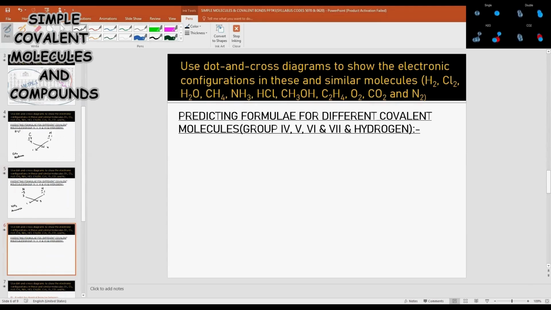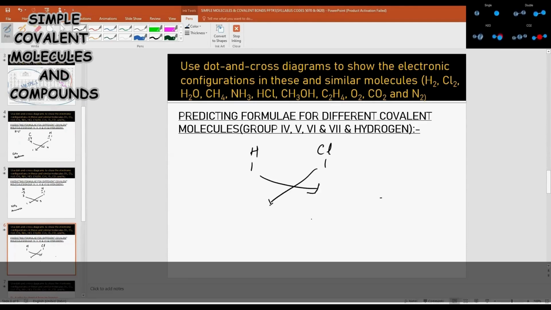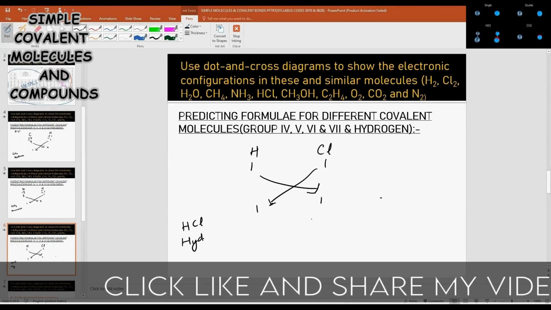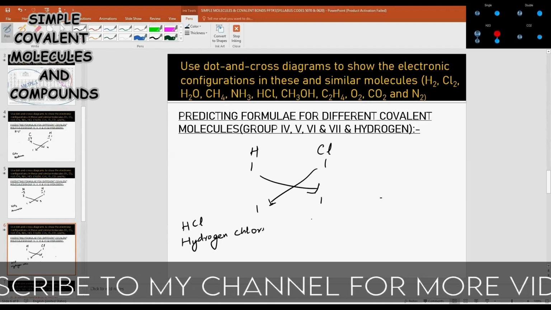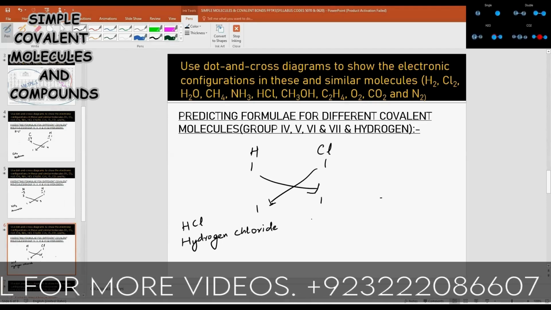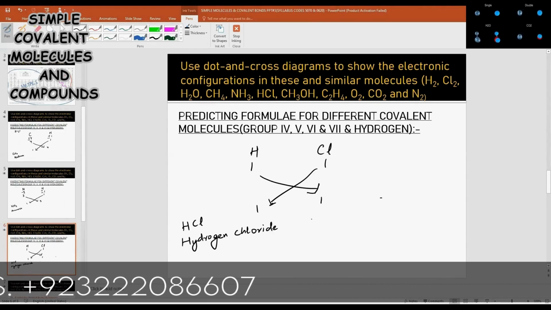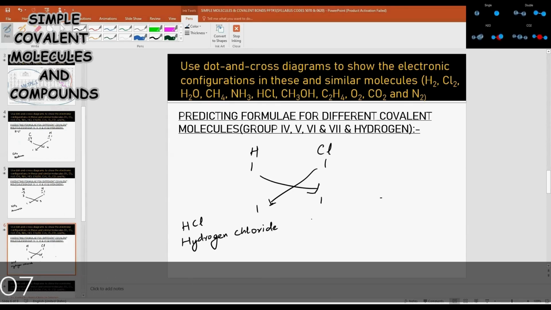Now predict the formula between group 7 and hydrogen. I'm taking chlorine from group 7. Cl is the symbol. Hydrogen H. Ignoring their charges, the valency will be 1. If you exchange these subscripts, it will be like this. So the formula will be HCl. The name is hydrogen chloride. Hydrogen chloride on dissolving in water produces hydrochloric acid. The strong acid is produced in our stomach and helps in our digestion.